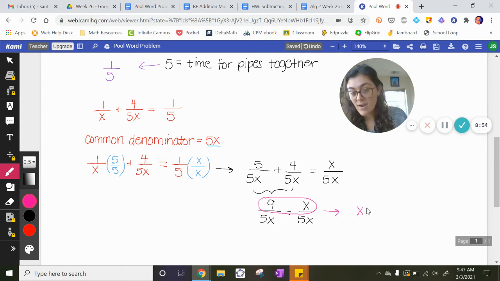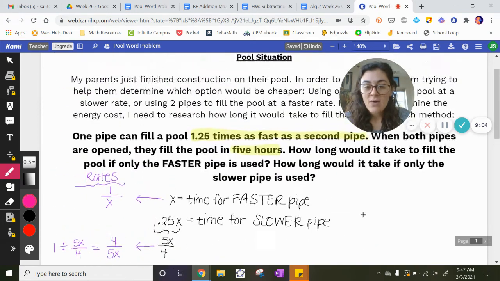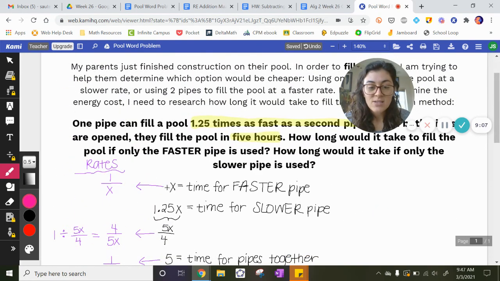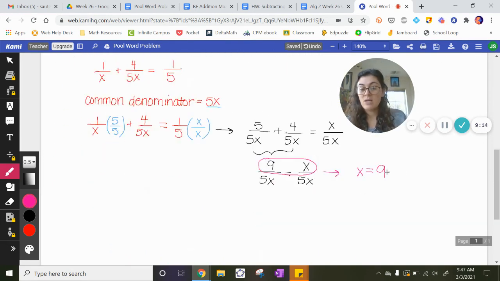So therefore, we know that our answer is x equals 9. I would expect 9 over 5x to equal 9 over 5x. And so we go back and we say, okay, what did 9 mean? X was the time for our faster pipe, and our question asked how long would it take to fill the pool if only the faster pipe is used. So we answered our first question. Our faster pipe would take 9 hours to fill the pool, which isn't a bad rate considering that together it took 5 hours. So this is our faster pipe.